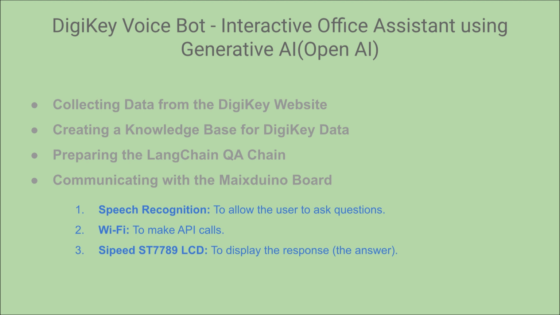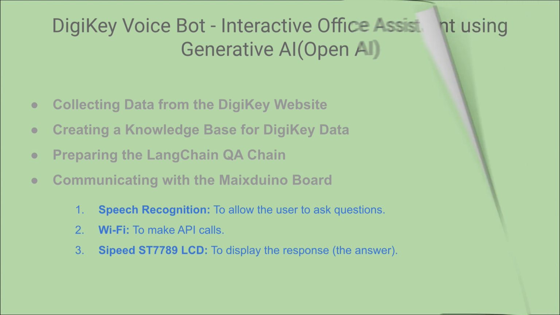The fourth step is the important one, communicating with the Maixduino board. This is the important part, like how I have used the Maixduino board in the process of the project. First will be speech recognition. It will be the starting point where the user can ask questions. Second, I am using Wi-Fi to make the API calls. The third step is to display the response, using the Maixduino's default display to show the output. So this is the process.